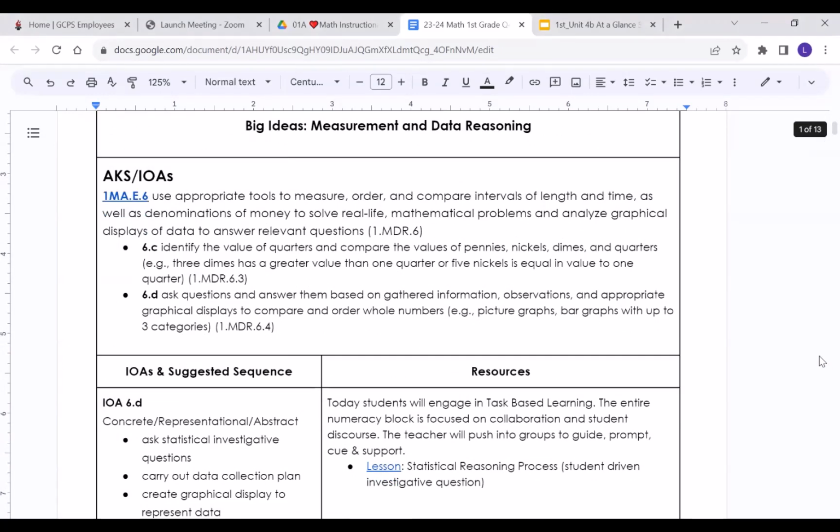In the next box, we see the AKS and the IOAs that will appear in this unit. For AKS 6, we will begin and end the unit with the IOA 6D, as it is integrated with 6C. Most of the instructional time will be spent on IOA 6C.